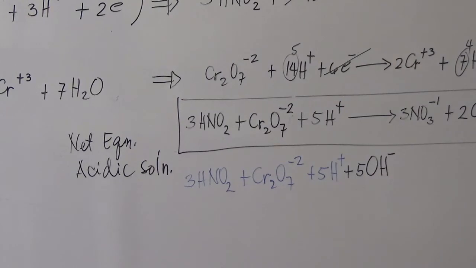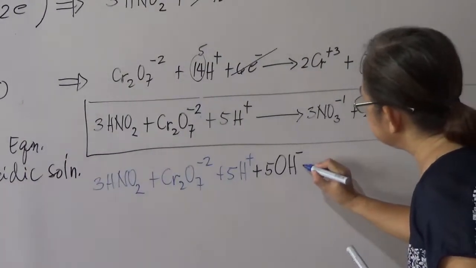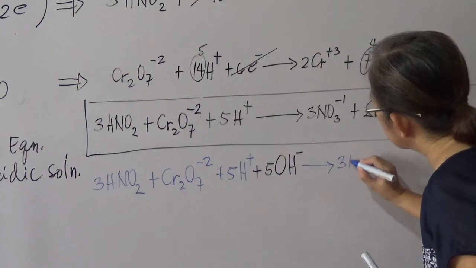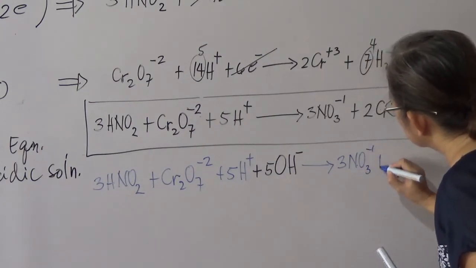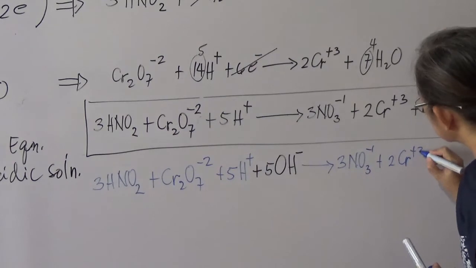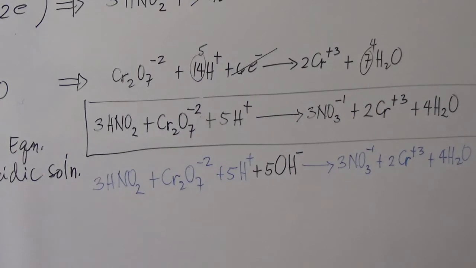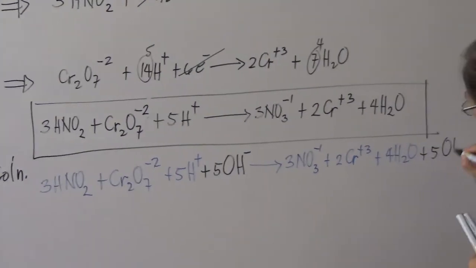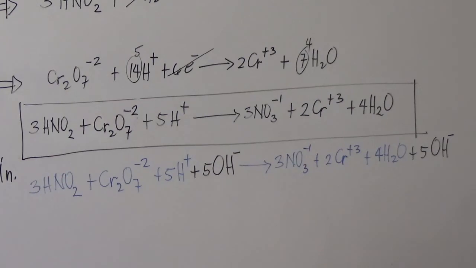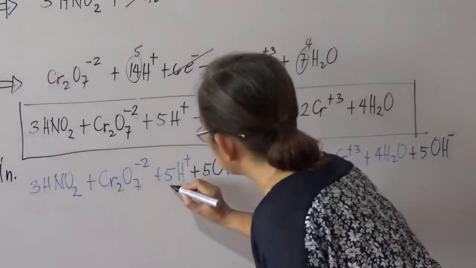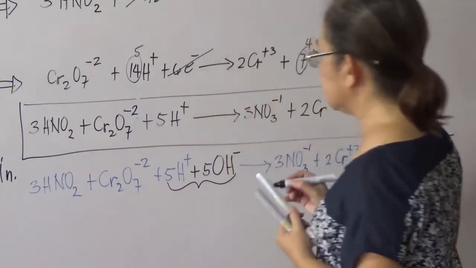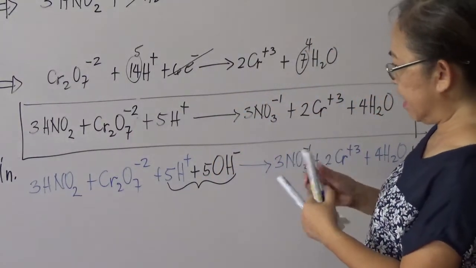Now since you are adding OH on one side of the equation, so that there will be no change, you add also OH on the other side of the equation. Just rewrite, you have 3 NO3 negative 1 plus 2 chromium plus 3 plus 4 water. And you add also OH ion so that there will be no change. Now this one becomes water. That one becomes water. So we can rewrite it.